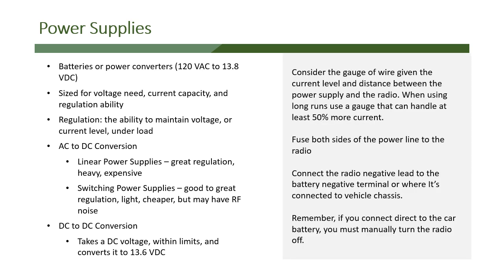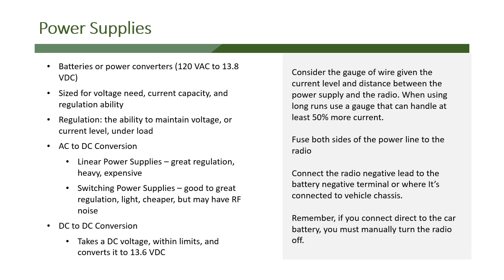So the other thing that we have to think about when we're connecting power supplies to our transceivers is, again, the current carrying capacity, but that also reflects on the gauge of wire that we're going to use. So consider the gauge of wire given the current level and the distance between the power supply and the radio. When using long runs, use a gauge that can handle at least 50% more current to be safe. And you'll see that in a table in a minute. Of course, fuse both sides of the power line to the radio, and that's traditional in amateur radio equipment to put a fuse on both the positive and negative lead.